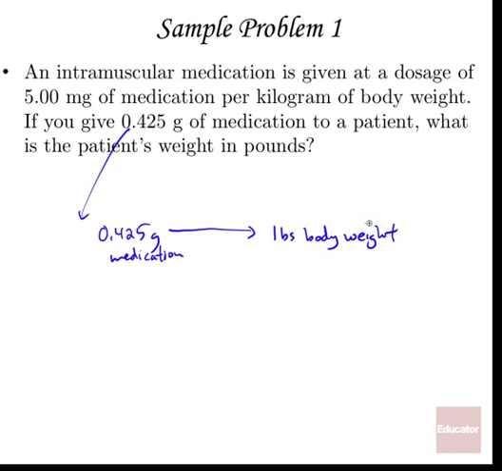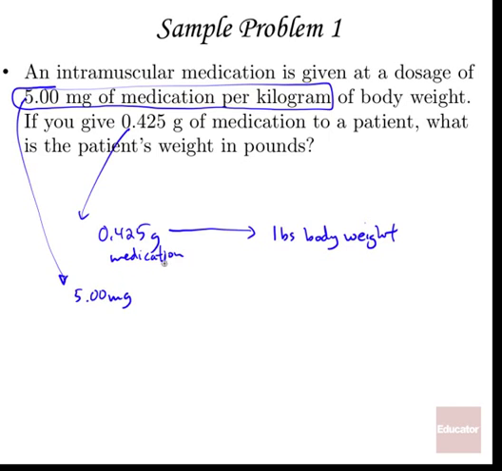Okay, in addition, we see in the first sentence that we have a statement here that 5 milligrams of medication are given per kilogram of body weight. Well, that represents a very nice ratio of 5.00 mg of medication for every kg of body weight. And that's our conversion factor. Well, this unit is 5 milligrams of medication, and we're given 0.425 grams of medication. So we got to get the 0.425 grams of medication into milligrams first.